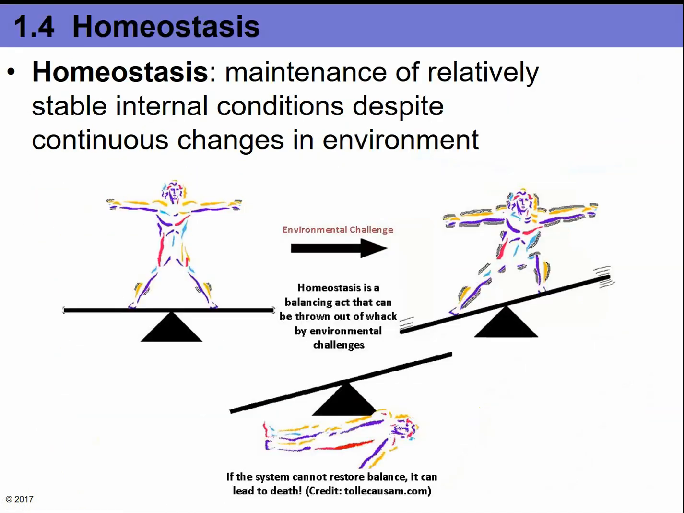So the main goal of the body is to maintain homeostasis. This is just the relatively stable internal conditions of the body despite things continuously changing outside the body. So when things are in balance, right, you're healthy, everything's going well. Homeostatic imbalance can lead to things like disease and other health disorders. Typically the body is pretty good at restoring homeostasis and maintaining those stable conditions. But sometimes if the system cannot restore the balance, it can even lead to death.